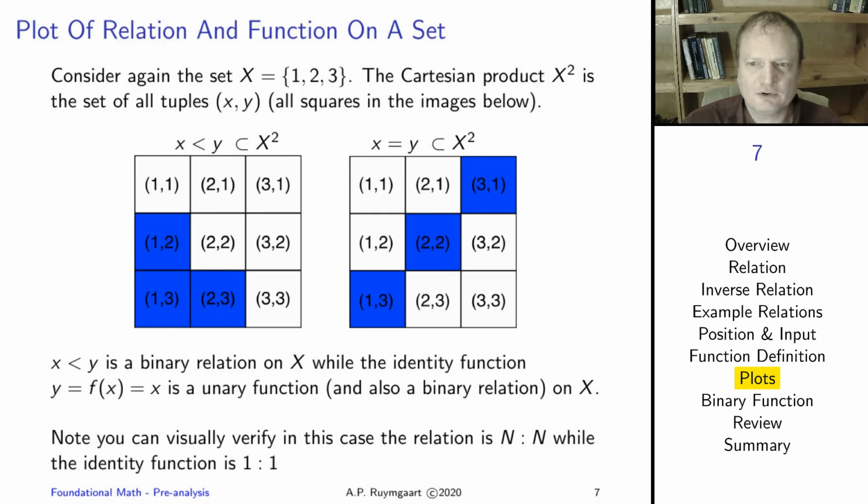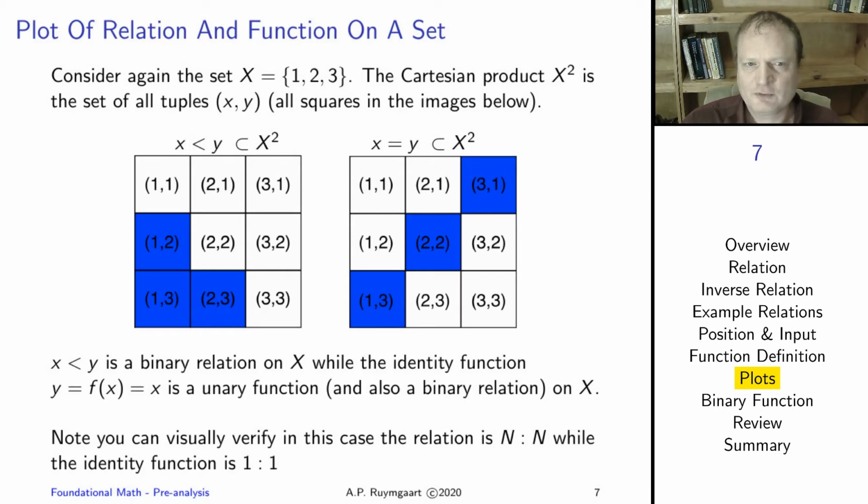are highlighted in blue. In each of the two images, the first column corresponds to the x element in the ordered pair being 1, while the second column has the x element 2. But we see that for x equals 1 in the relation x is less than y, there are 2 blue tiles with y being 2 and 3. In the function, that is not the case. In this case, we have a 1-to-1 function. Each of the columns has only one blue tile in it.